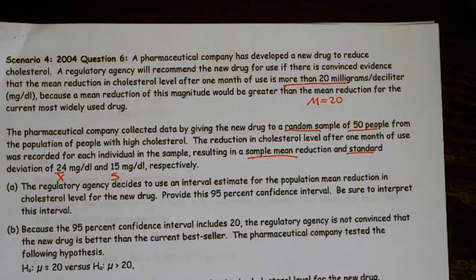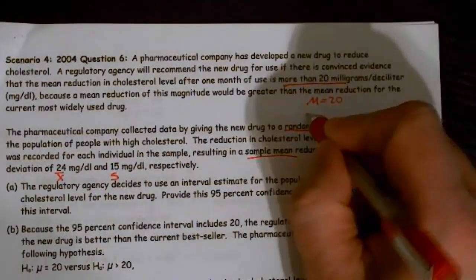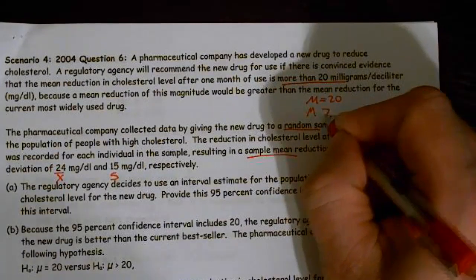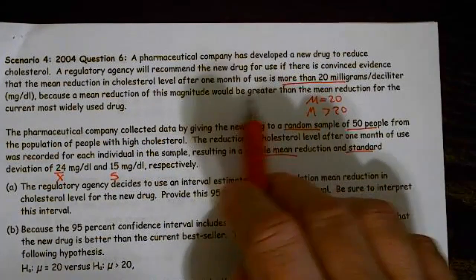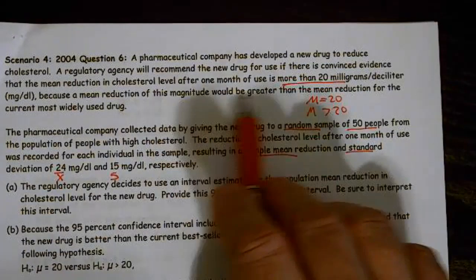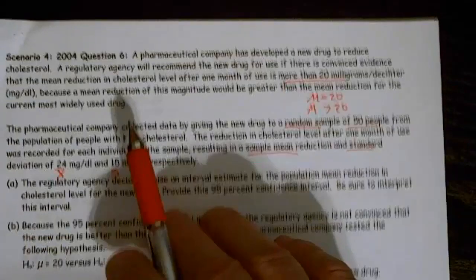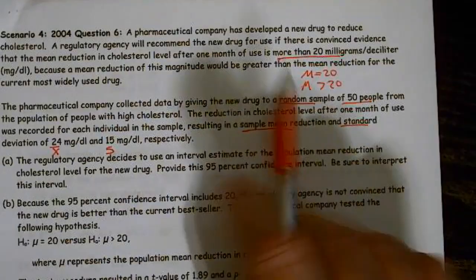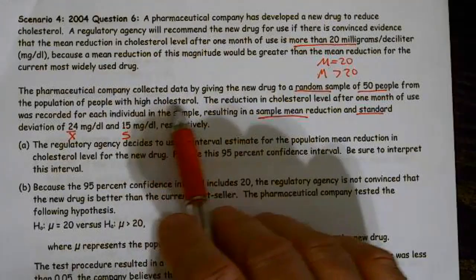A pharmaceutical company has developed a new drug to reduce cholesterol. A regulatory agency will recommend the new drug for use if there is convincing evidence that the mean reduction in cholesterol level after 1 month of use is more than 20, because that would be greater than the mean reduction for the currently most widely used drug. The pharmaceutical company collected data by giving the new drug to a random sample of 50 people, the population of people with high cholesterol.